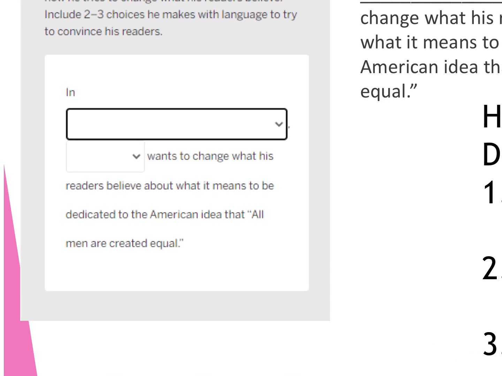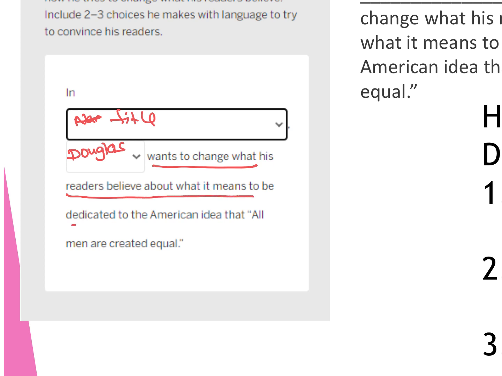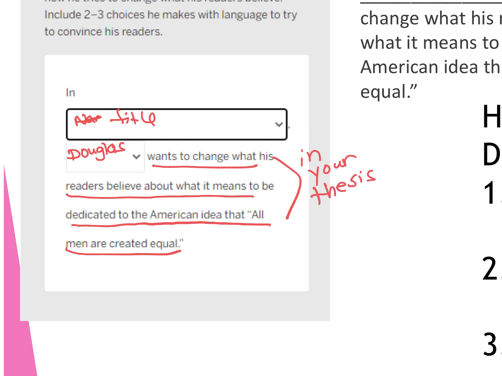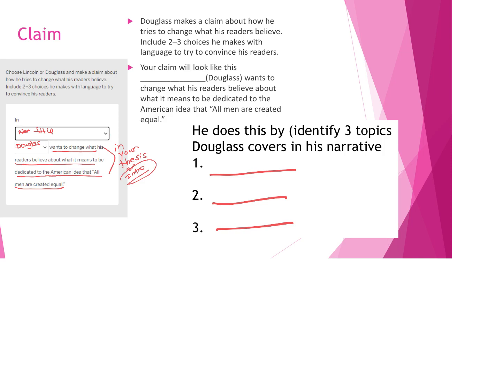An example of a thesis statement: in the Narrative, you would write the title. Douglass wants to change what his readers believe about what it means to be dedicated to the idea that all men are created equal. This is going to be in your thesis. Okay? You need to have that in there. So if you don't think that you're going to remember that, you might want to write that down.